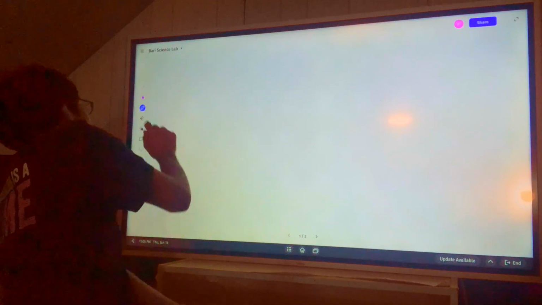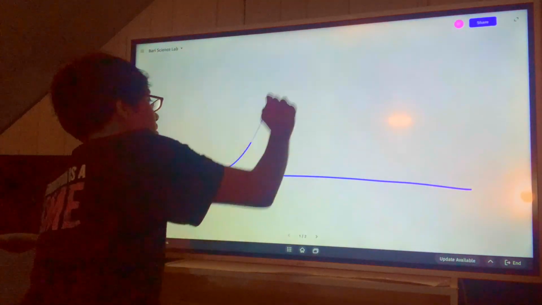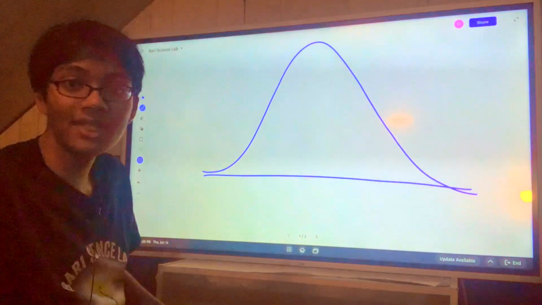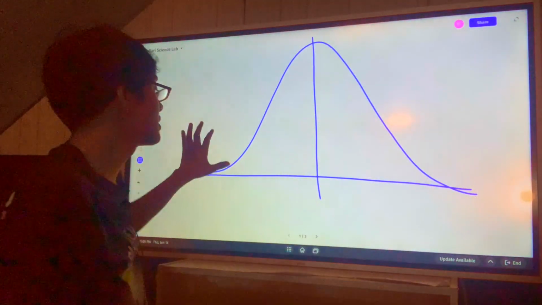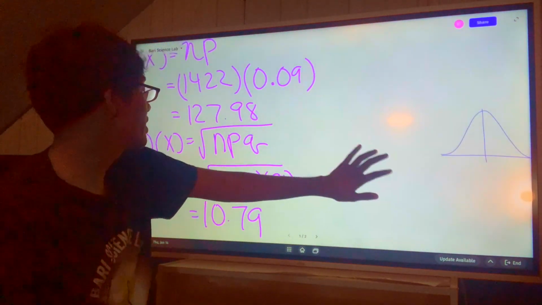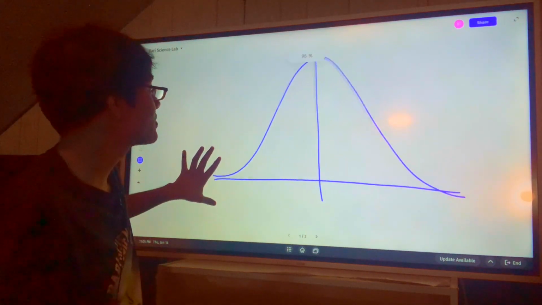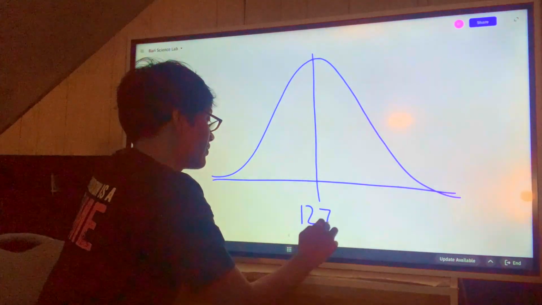So what's our normal model going to look like? Well, we're going to have a mean and a standard deviation. So what's our mean going to be? Well, our mean, remember, let's zoom back out. What was our mean? Our mean was 127.98. So let's zoom back in. Let's write that down as our expected value, our mean, 127.98.